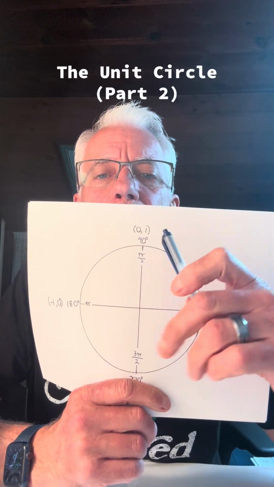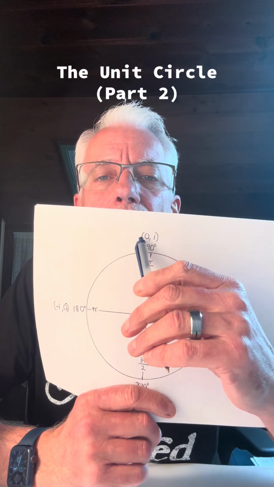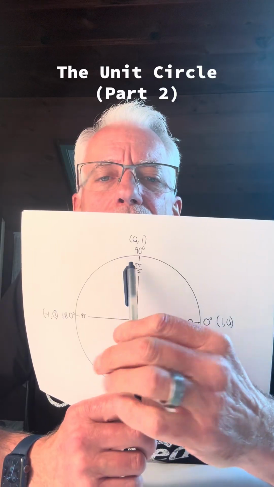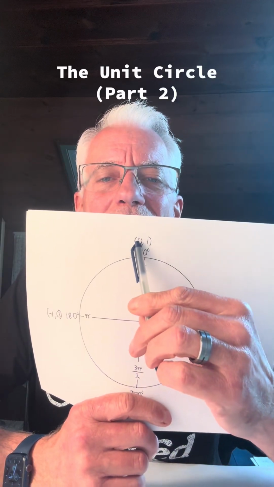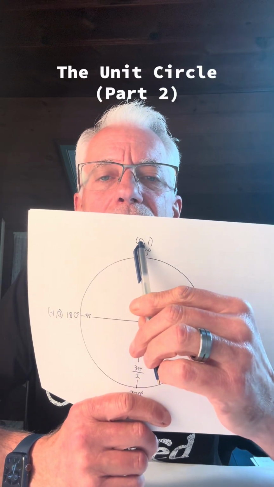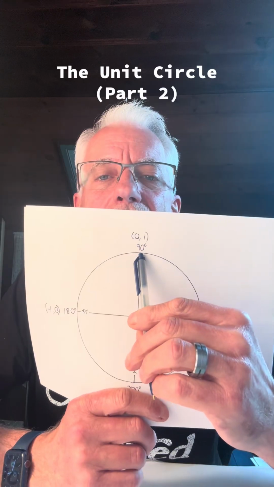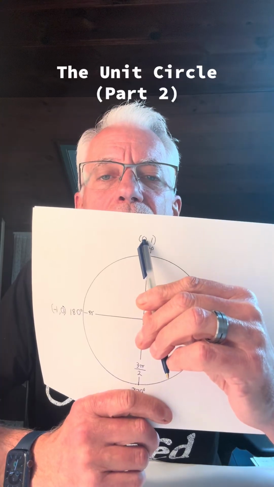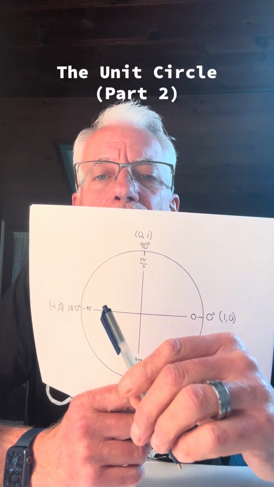So this is cosine, comma, sine. I'm sorry, ordered pair. I'm going backwards. My bad, you guys. So left, right. So cosine, comma, sine. The cosine of 90 degrees is 0. The sine of 90 degrees is 1. So the cosine of pi over 2 is 0. The sine of pi over 2 is 1.